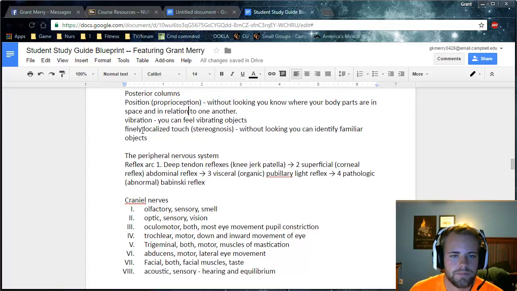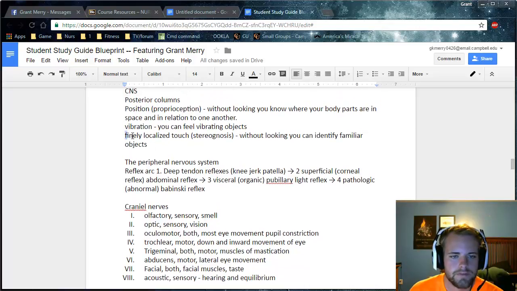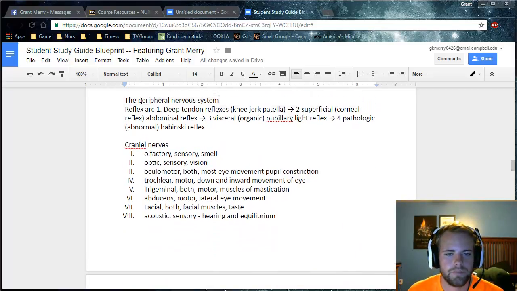Vibration, you can feel vibrating objects through the posterior columns of the CNS. And finally, localized touch and stereognosis. Without looking, you can identify familiar objects. The peripheral nervous system has a reflex arc. Deep tendon reflex, such as the knee-jerk patellar reflex. Superficial, such as the corneal reflex. Visceral, such as the pupillary light reflex, PERRLA. And pathologic, such as the abnormal Babinski reflex.